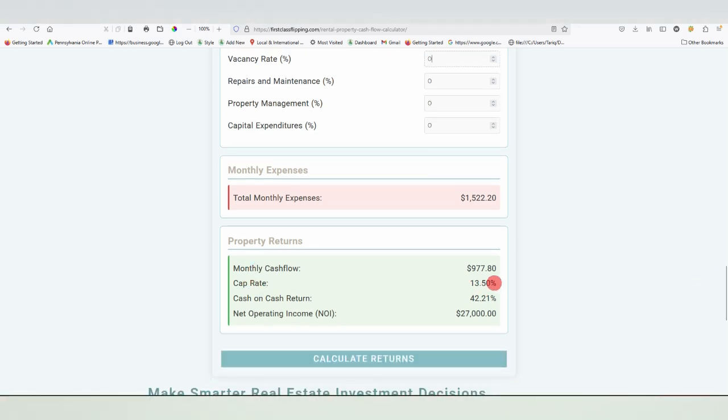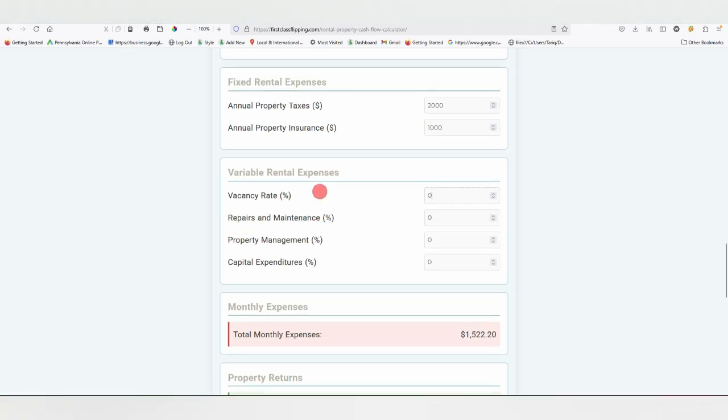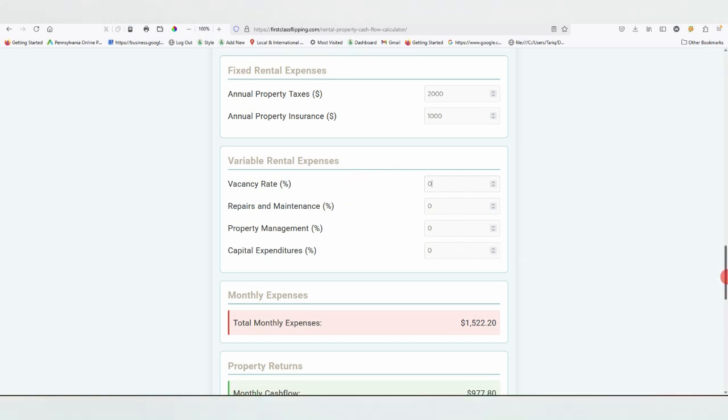You have a monthly cash flow of $977, almost $978, with a cap rate of 13.5% and a cash on cash return of 42%, and your NOI of $27,000 a year. So again, you can play around with these numbers. Like this stuff here, your variables can change a lot. I would prefer to put money aside every month, so when something does happen, we don't have to worry about that.